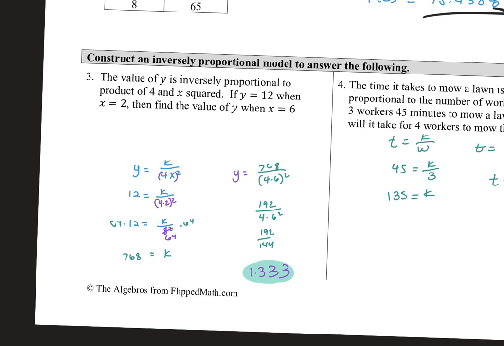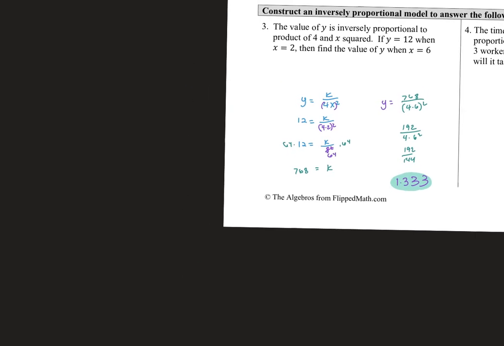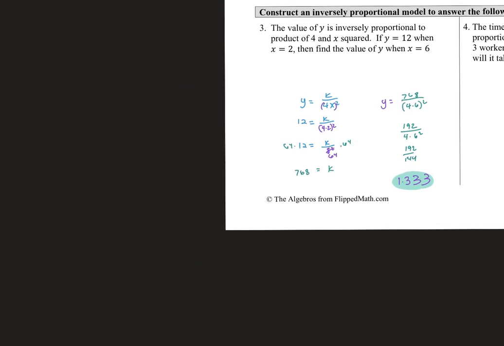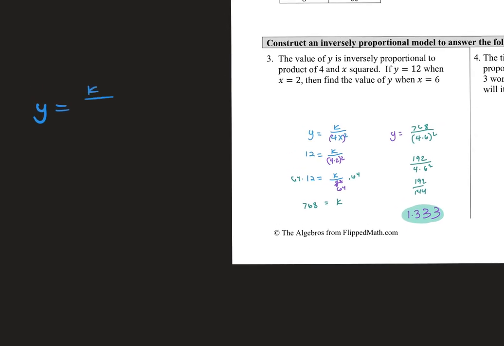So I'll be honest, the wording on this, I couldn't figure out if they meant 4 times x squared or 4x squared. But if you do either way, you get the same answer. So as long as you're consistent in your equation, it didn't matter. So if I got y equals something that is inversely proportional is going to be underneath the k. Product of 4 and x squared could have been 4 and x squared, or it could have been the product of 4 and x squared, which I think is what it should be. But they did both give the same answer.